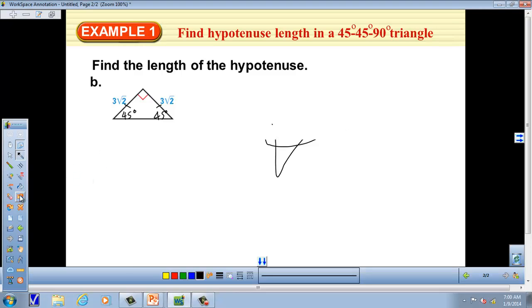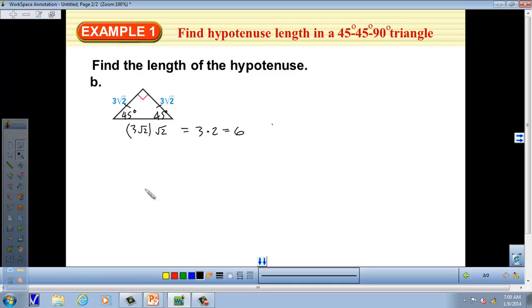So therefore, remember, if this is x and this is x, then this is the x rad 2 side. So the third side would be 3 rad 2 times rad 2. So 3 rad 2 times rad 2. Rad 2 times rad 2 is 2. So we get 3 times 2, which is 6. And that's all you do. You just plug in whatever the legs are, we multiply that times rad 2.